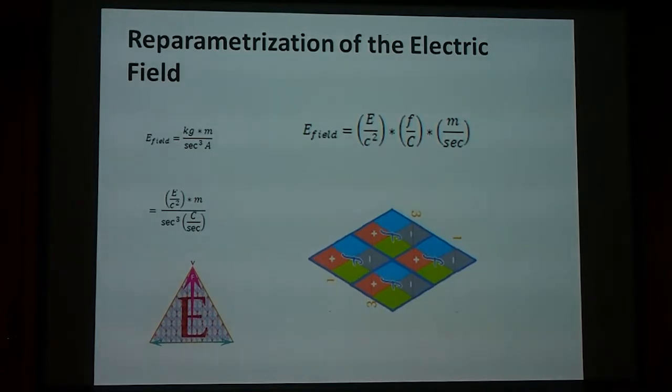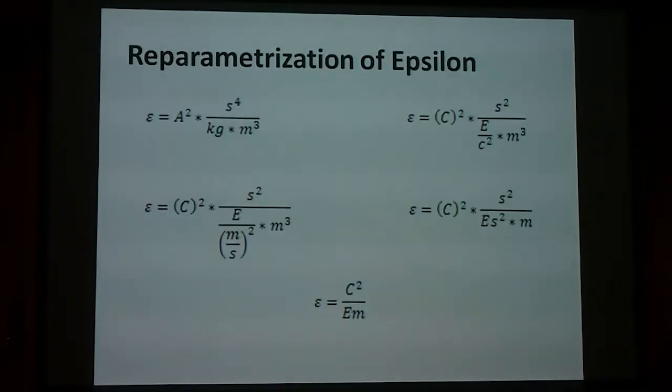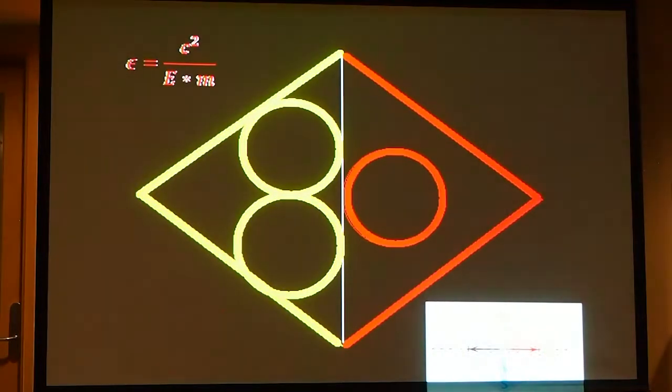So we can now re-parametrize epsilon using the exact same relations. If we start here, and then go down to there, and up to there, and then down to here, it's all just algebra, we get charge squared per energy meter. So it's kind of helpful if we describe what epsilon even is in the first place. Epsilon is a measure of how easily a material will allow an electric field to be established within it.